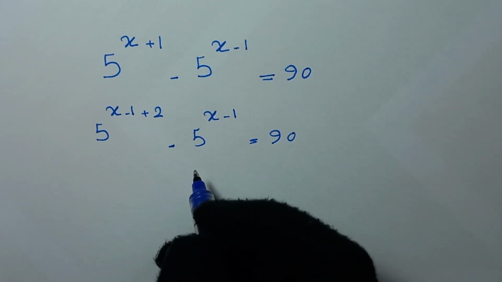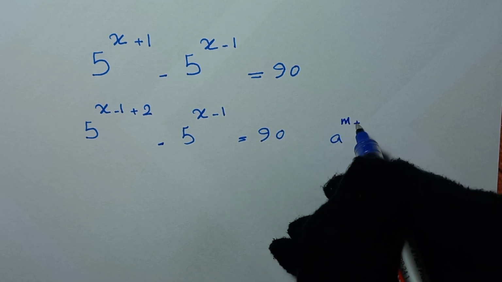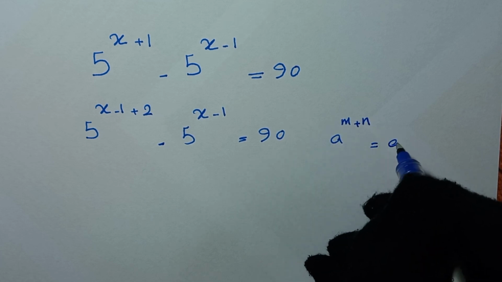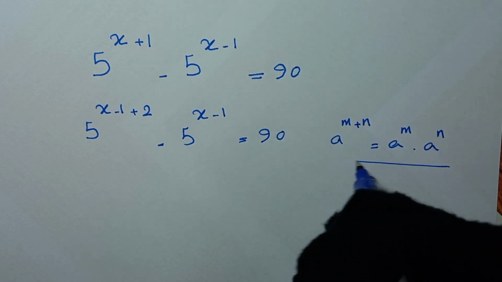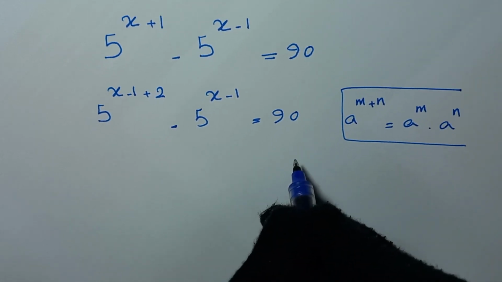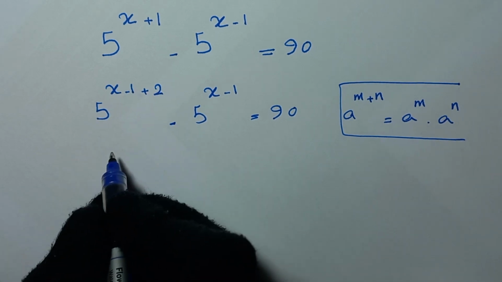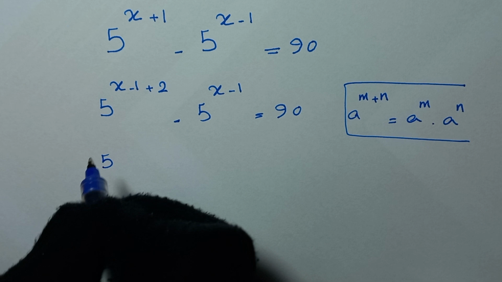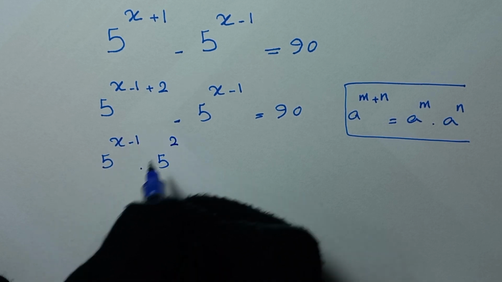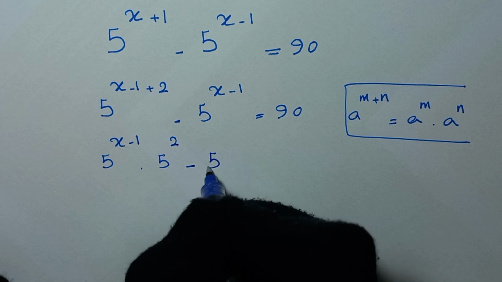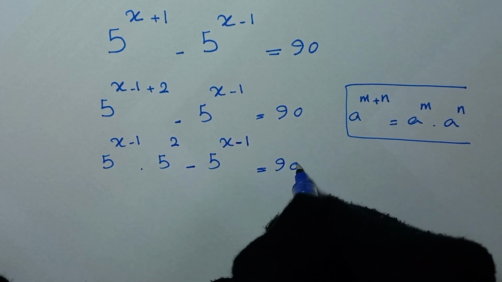In the next step, if we have a to the power of m plus n, we can write this as a to the power of m times a to the power of n. So here we have 5 to the power of x minus 1 plus 2, and we can write this as 5 to the power of x minus 1 times 5 to the power of 2, and minus 5 to the power of x minus 1 is equal to 90.